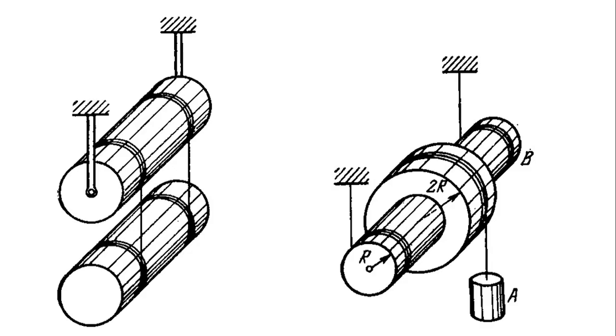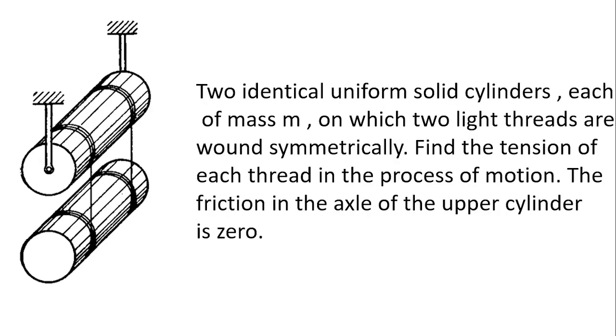So let us take two examples and solve them. Suppose this is a question, and here you can see there are two identical masses, uniform cylinders, each of mass m, on which two light threads are wound. Find the tension in each thread in the process of motion. The friction in the axle of the upper cylinder is 0.